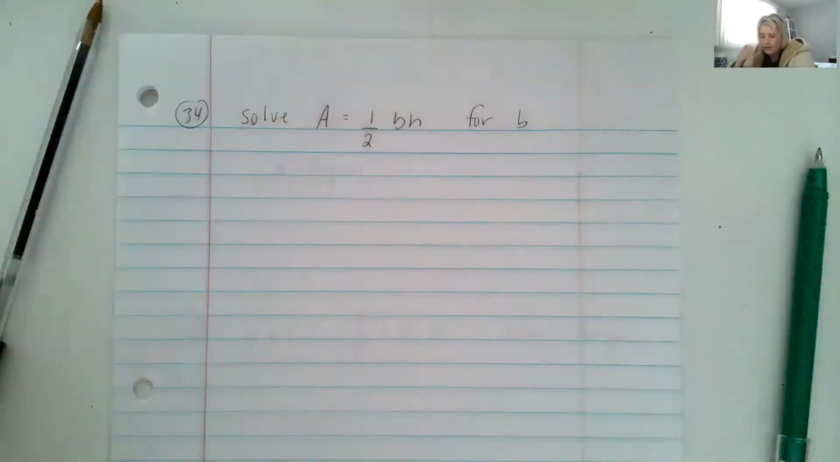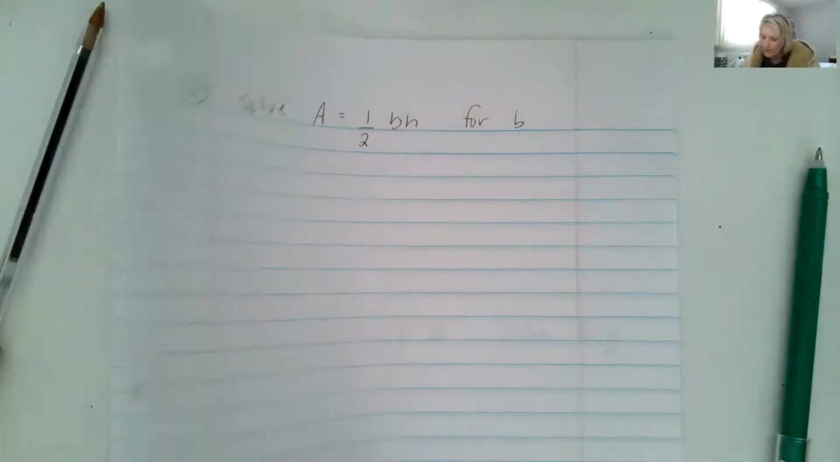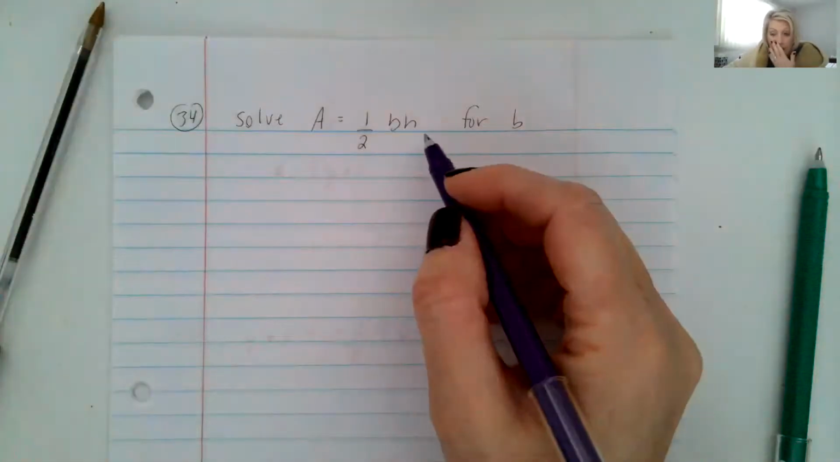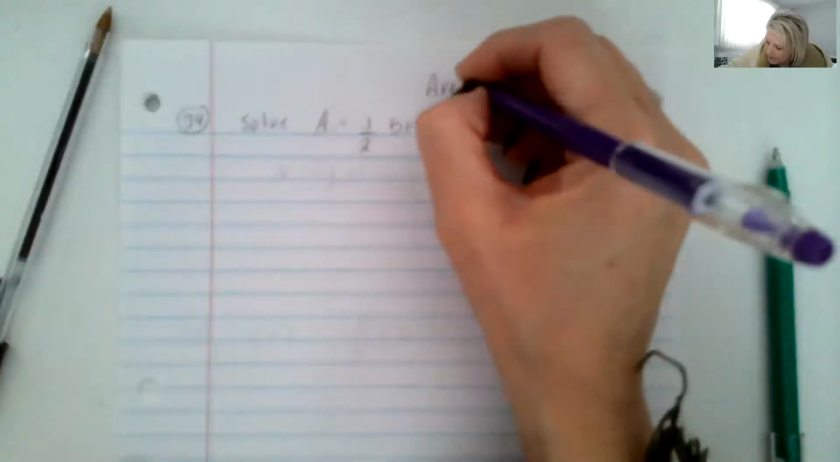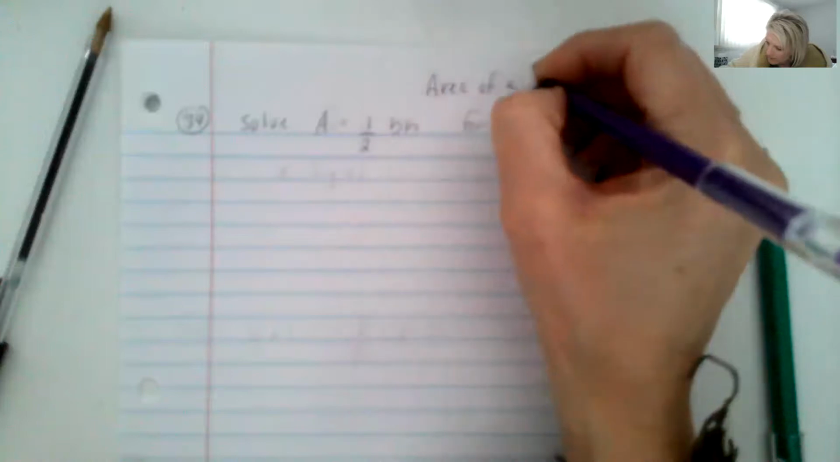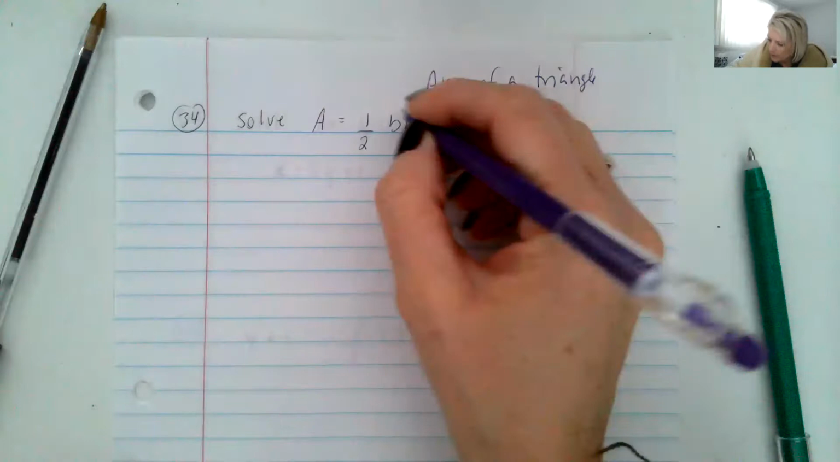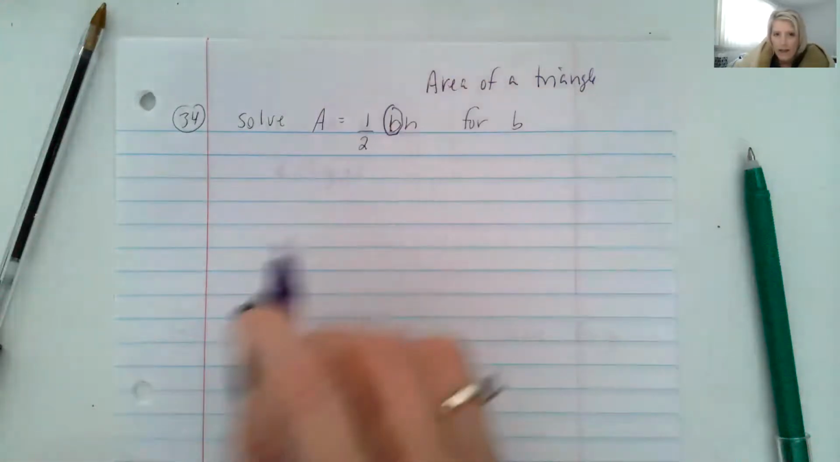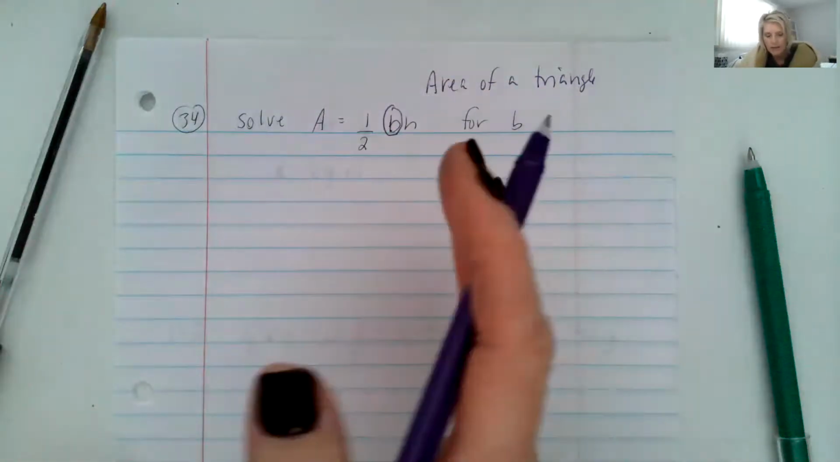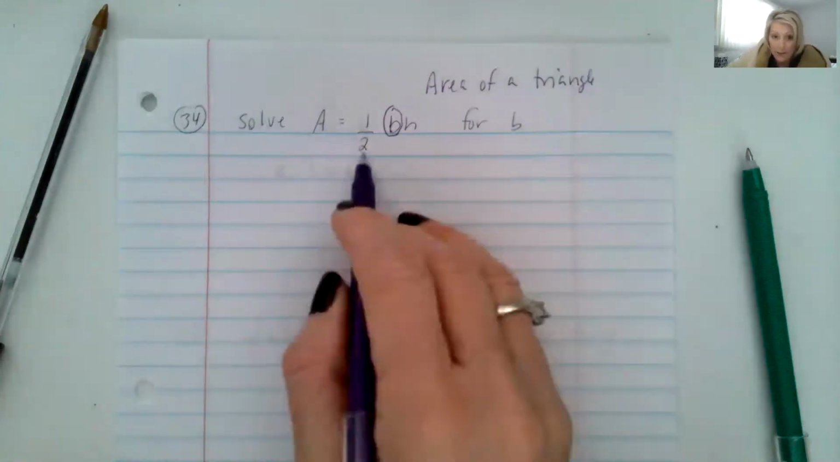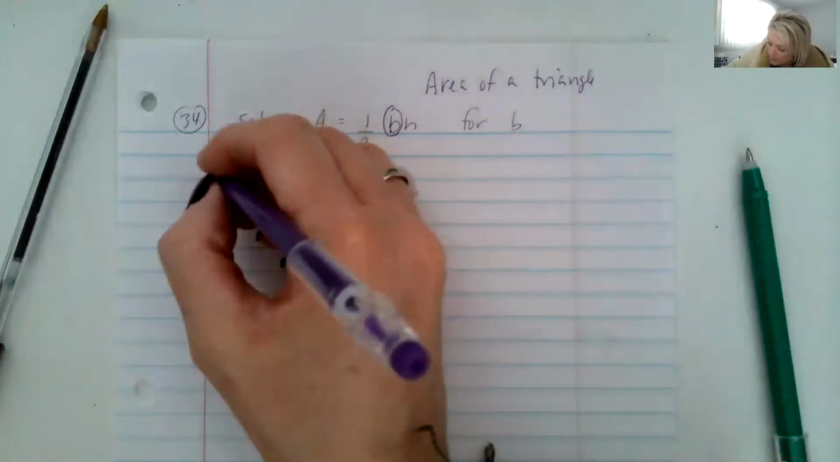Next up is problem number 34. It says solve A equals 1/2 BH. This is a formula for the area of a triangle. And we want to solve for B, it said. And because we have fractions, let's multiply so that we can eliminate our fractions. So the only denominator we have is 2. So we're going to multiply by 2.